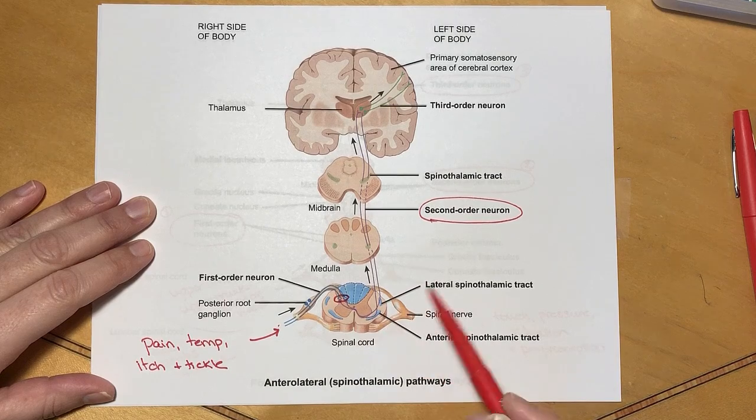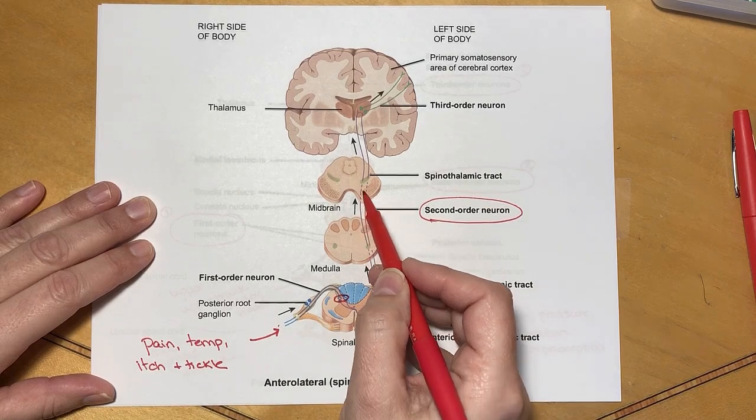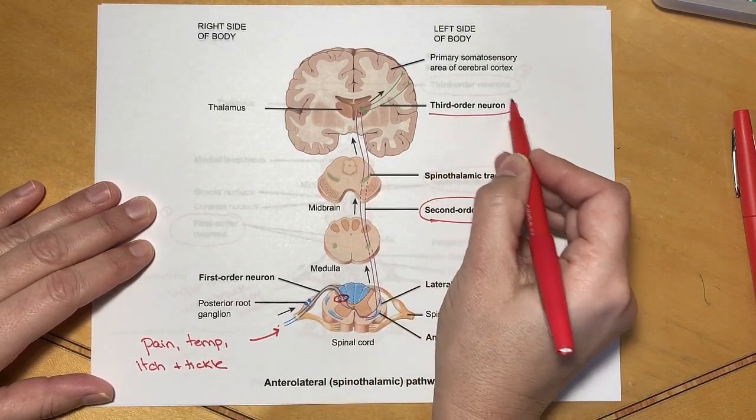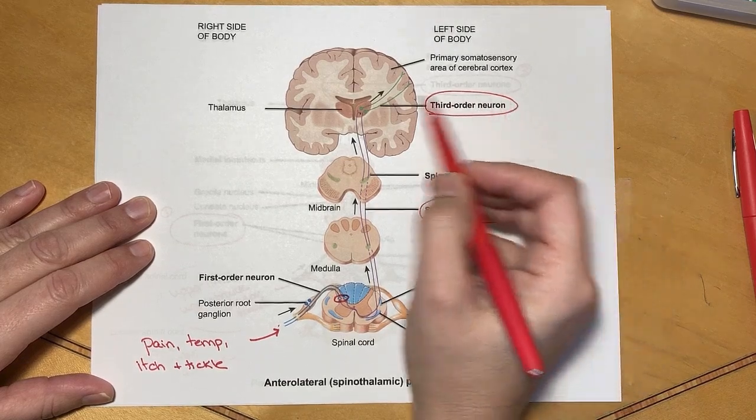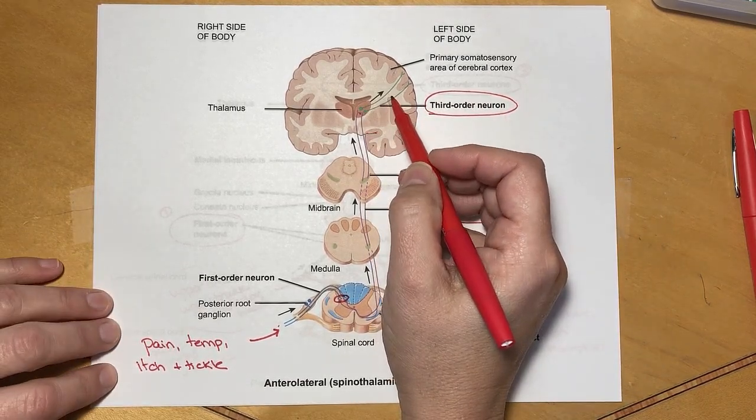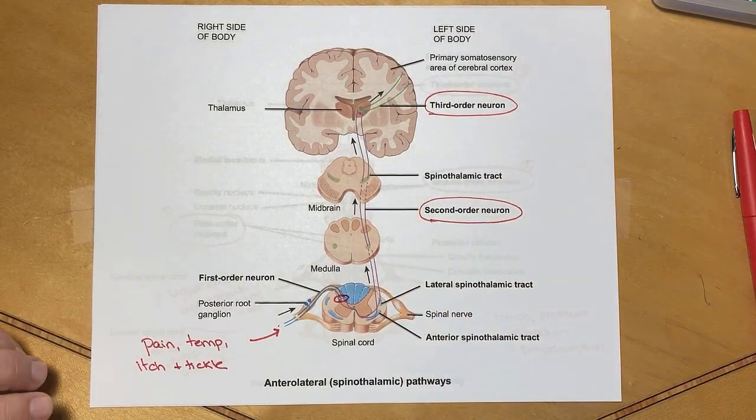They're either going to ascend on the lateral or the anterior spinothalamic tract, go all the way up through the brainstem to the thalamus. There, they're going to synapse with a third order neuron, which will take the information on pain, temperature, itch, and tickle to the appropriate area of the somatosensory cortex.